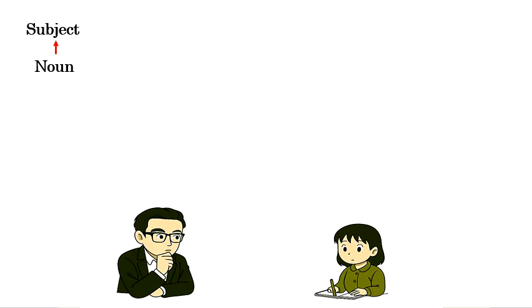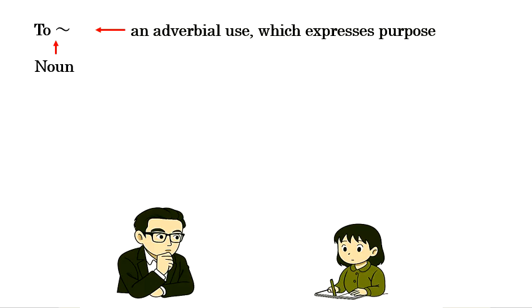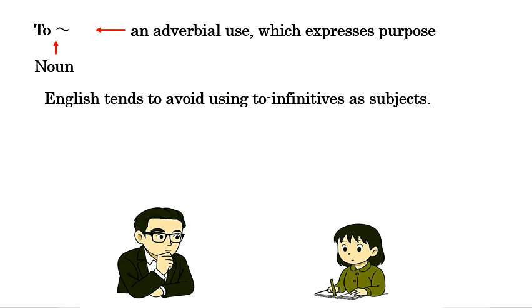When a to infinitive is used as the subject, the reader may interpret the to at the beginning not as a nominal use, but as an adverbial one, specifically, as expressing purpose. So that's why English tends to avoid using to infinitives as subjects. Is that the right way to understand it? Yes, exactly. And behind that, what you call a processing orientation is at work, something that affects both readers and writers, right?